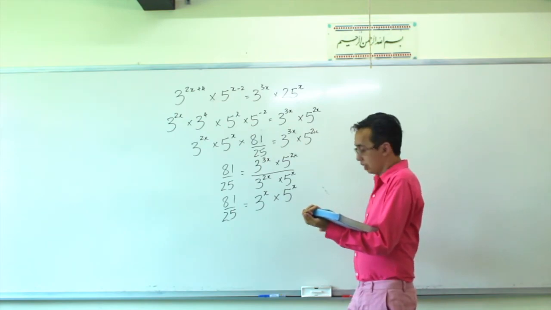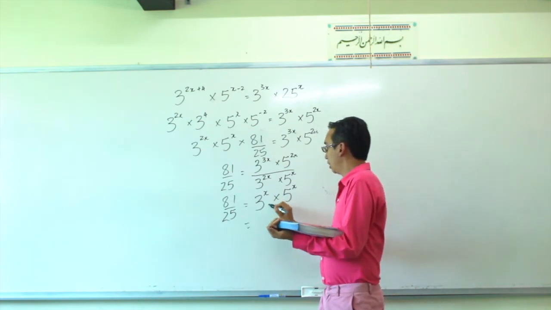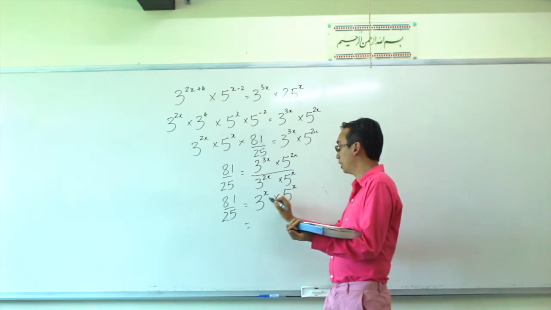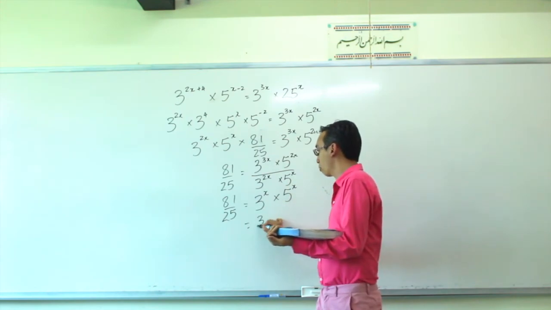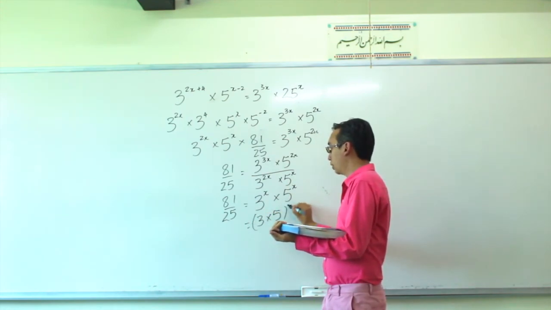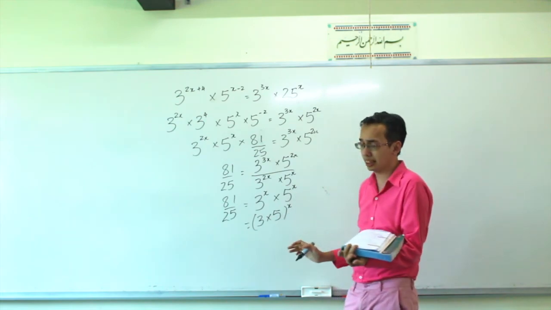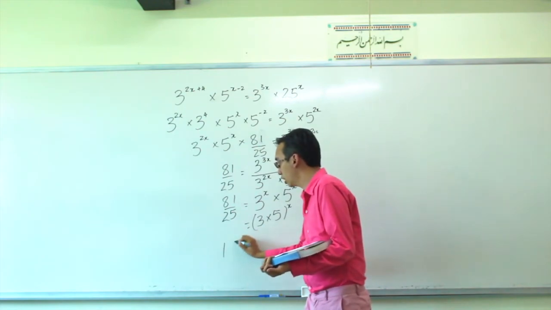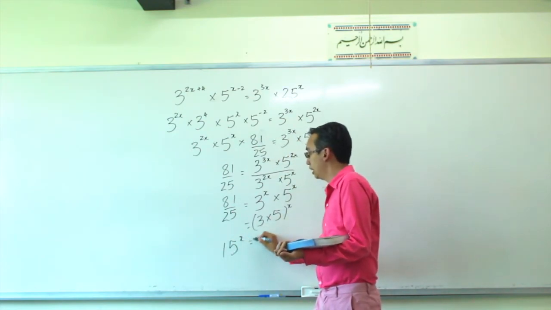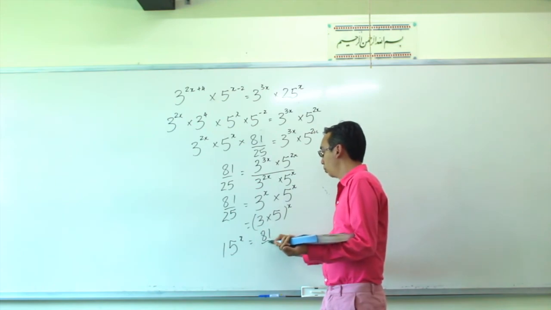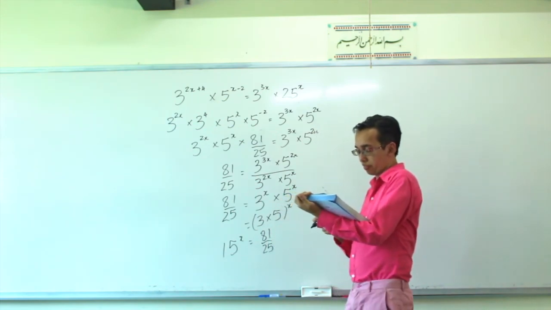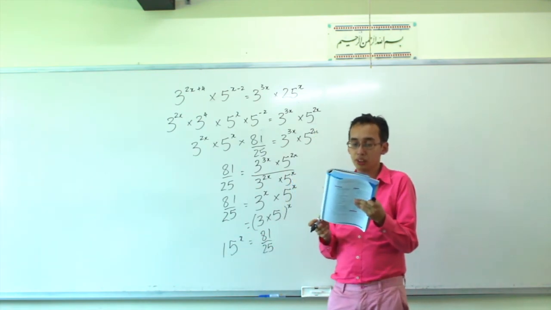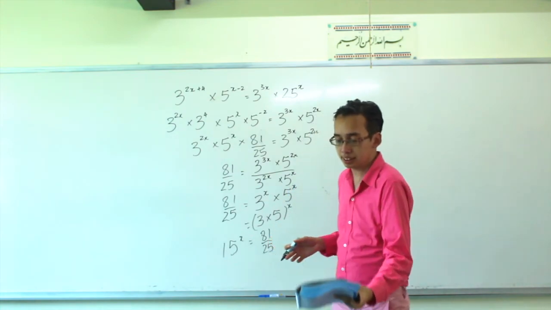Now this one is multiplying different bases but with the same power. So that means we have to take 3 times 5 but to the power of x. We keep the base. We keep the top. So that means this is 15. So I'm going to write the 15 here. 15 to the power of x is 81 over 25. So they ask you why 15 to the power of x is 81 over 25. I'll continue with part 2 after this.